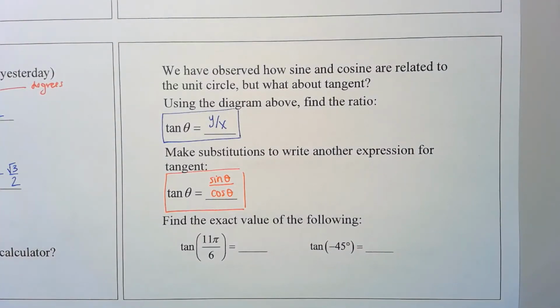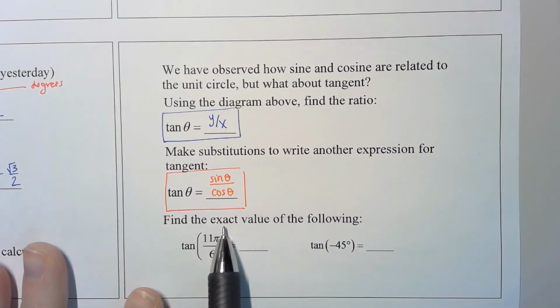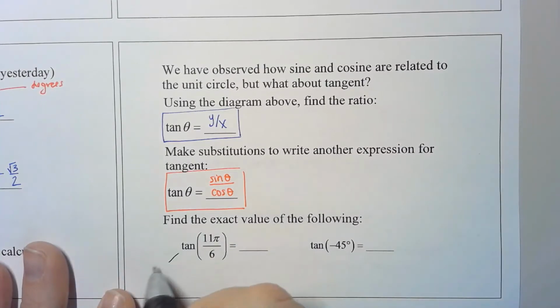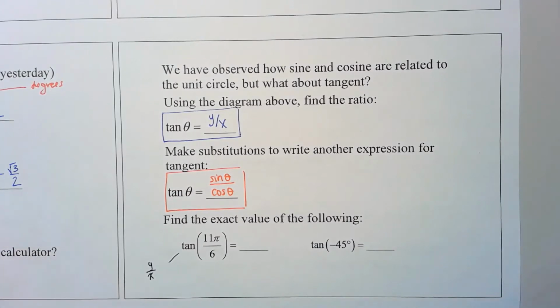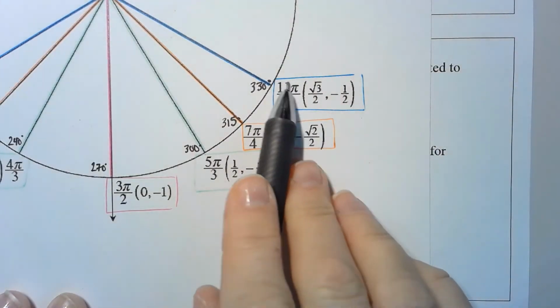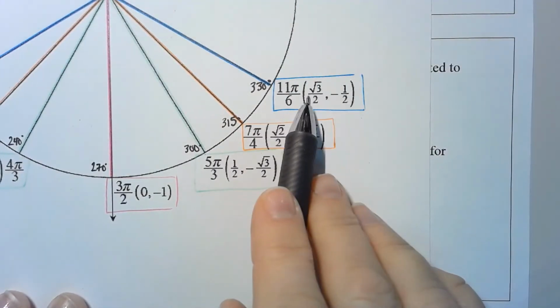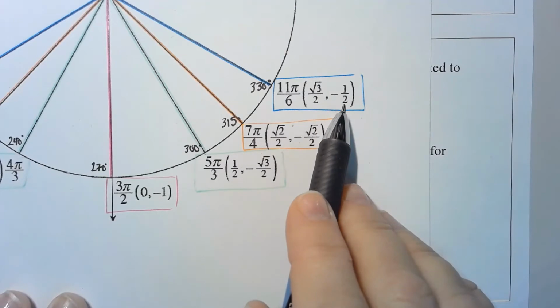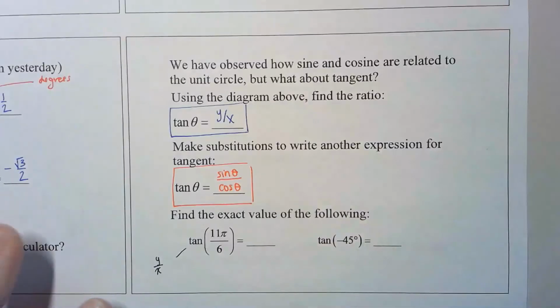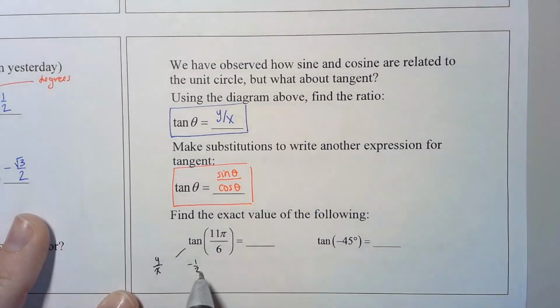Okay. All right, so they'd like us to do two more. Find the exact value of the tangent of 11 pi over 6. So tangent says we need the y coordinate divided by the x coordinate, and we're going to go find 11 pi over 6. So 11 pi over 6 is here in the fourth quadrant, and its coordinates are radical 3 over 2, negative 1/2. So I do y divided by x, and I'm going to do it down here. So I have negative 1/2 divided by radical 3 over 2.